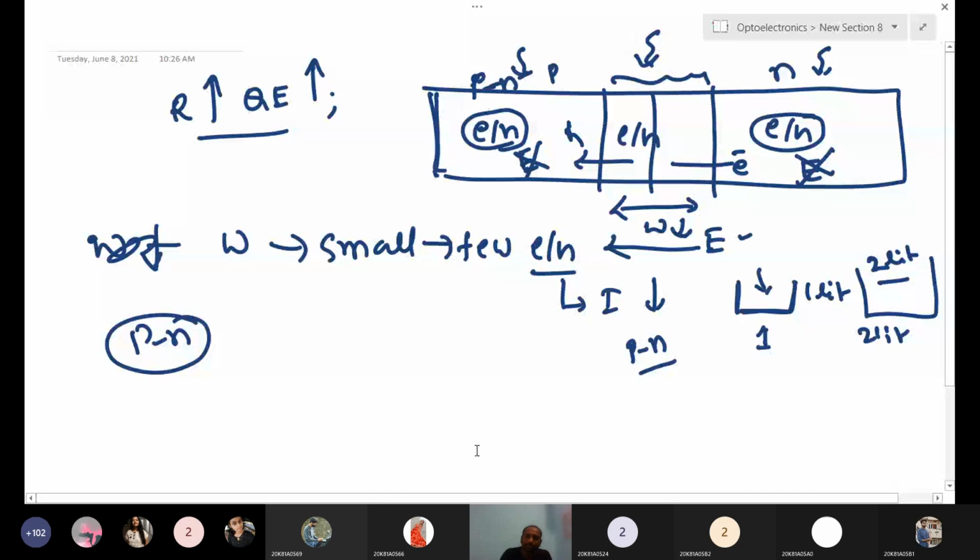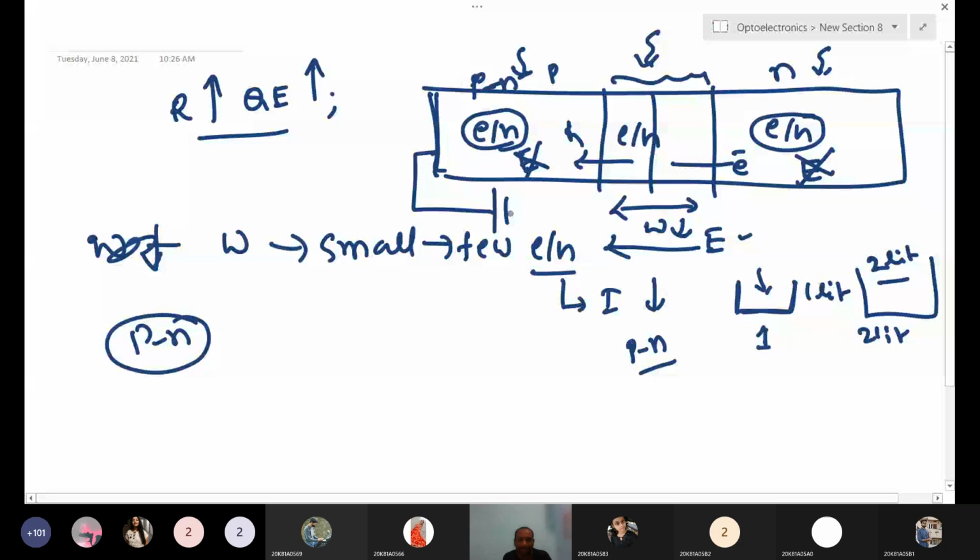Please answer this one. By increasing electric field. Yeah, very good, excellent. So that we can do it. Okay, by increasing electric field, we can increase the negative bias.